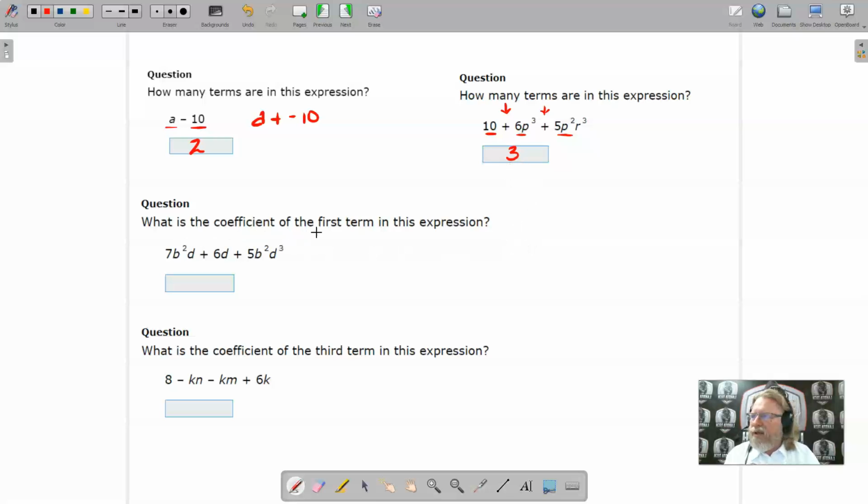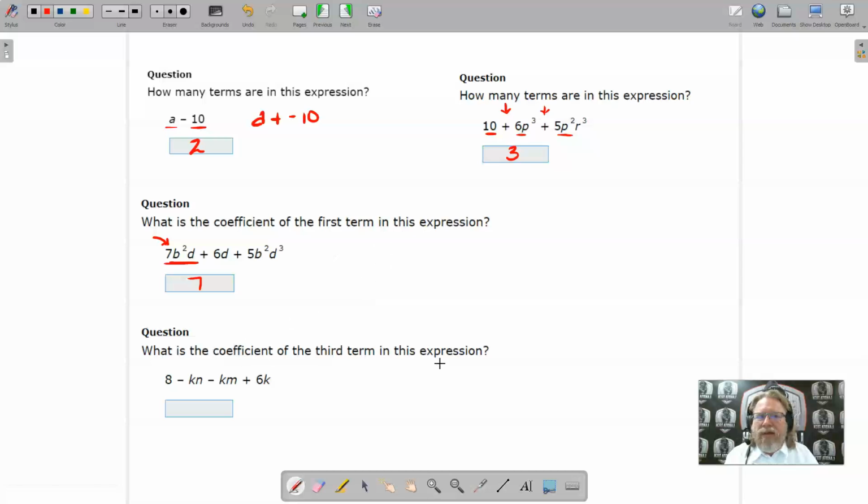What is the coefficient of the first term in this expression? Our first term is right here, and what is the coefficient? Well, the coefficient is the number that's out in front of the variables. So in this case, it is positive 7. So 7 is the coefficient of the first term in the expression.